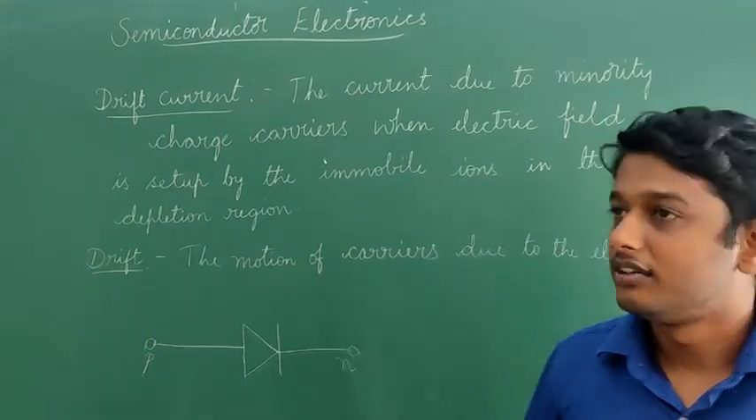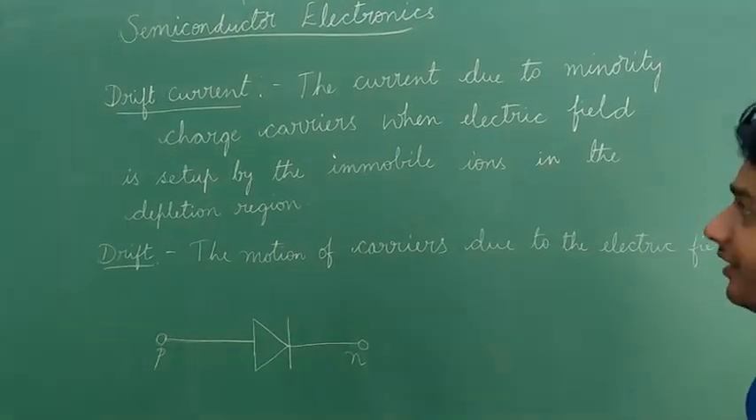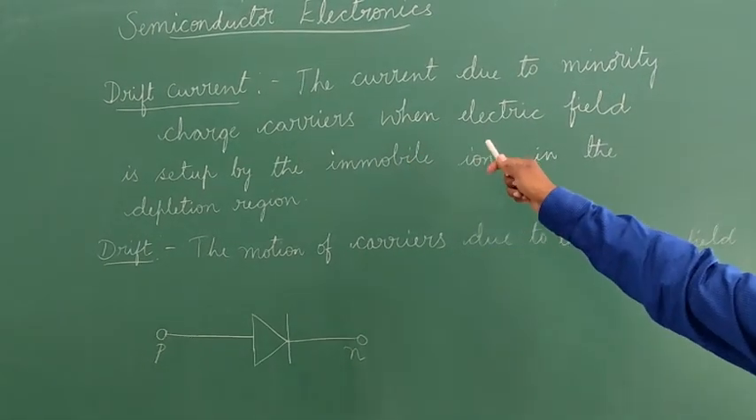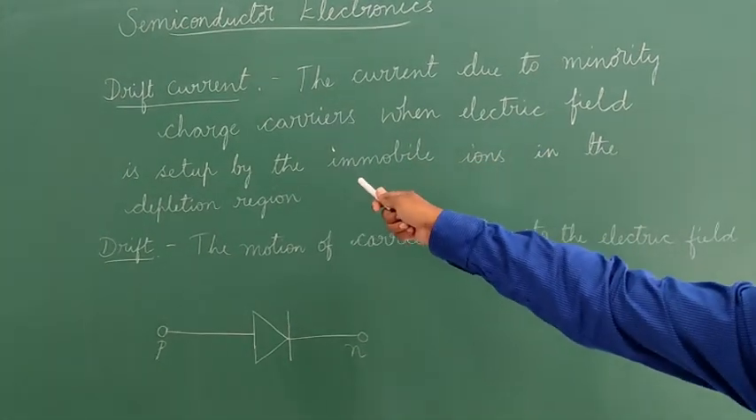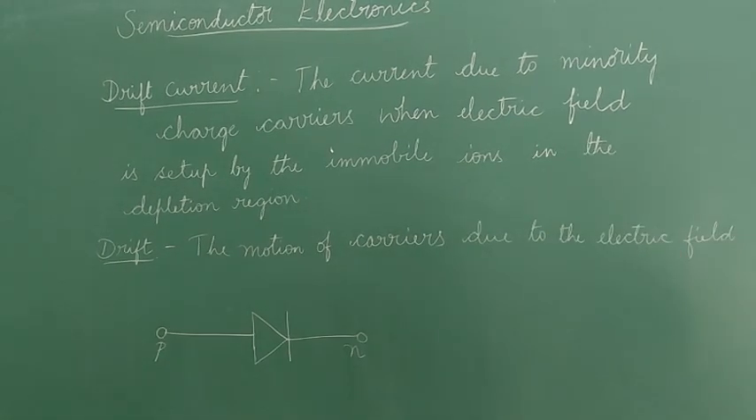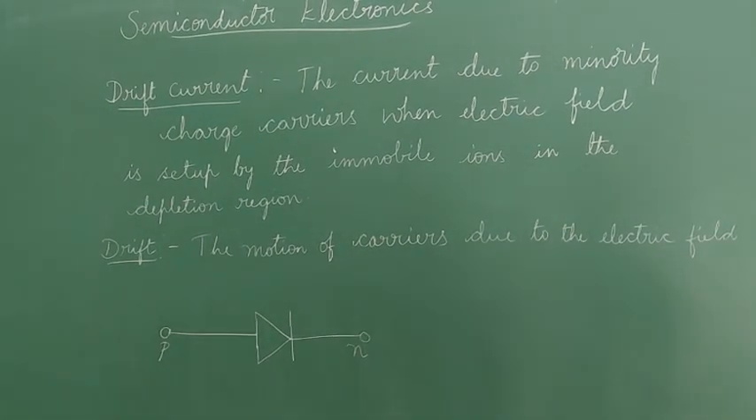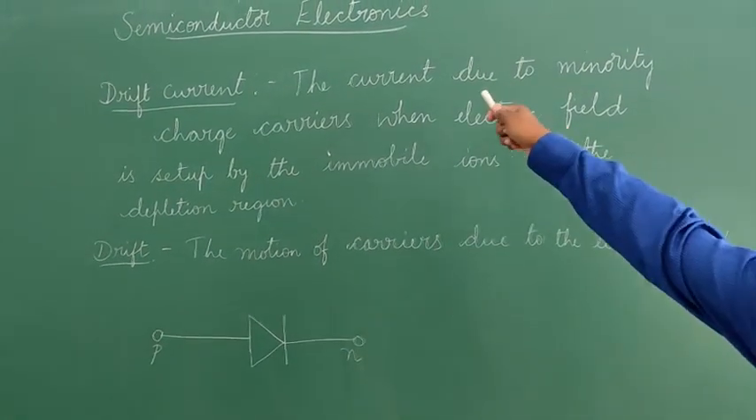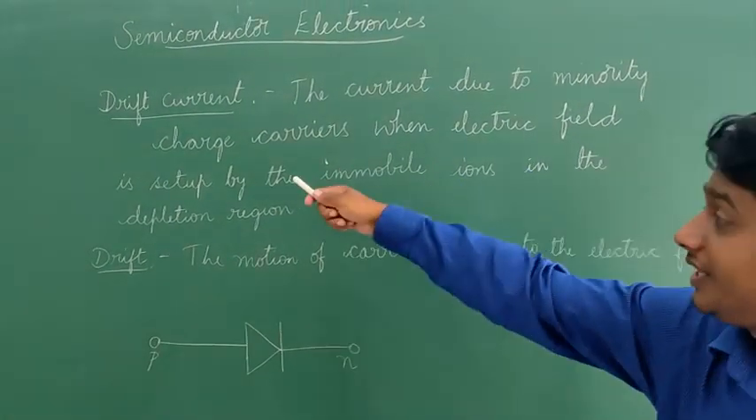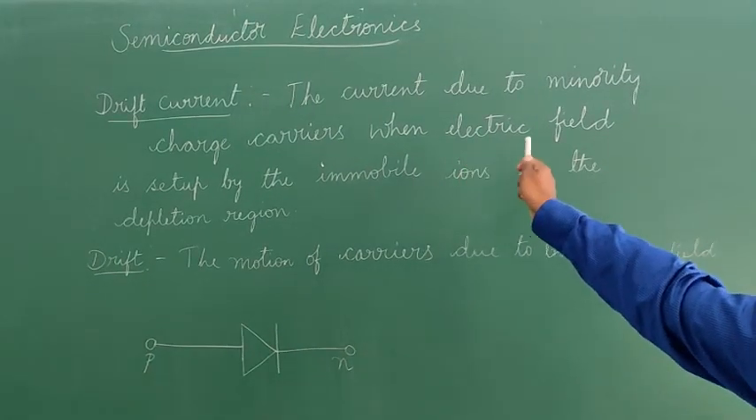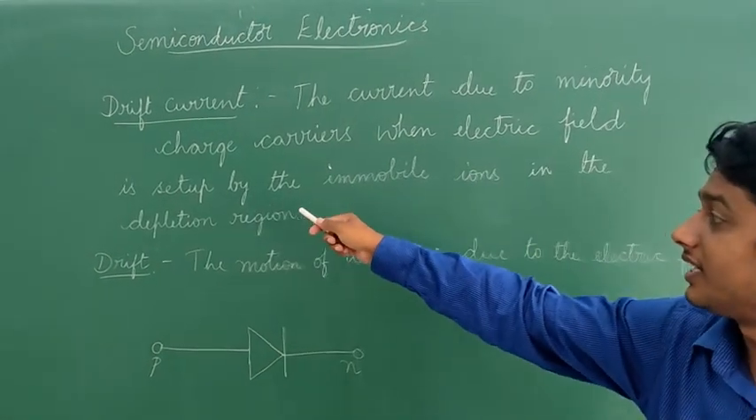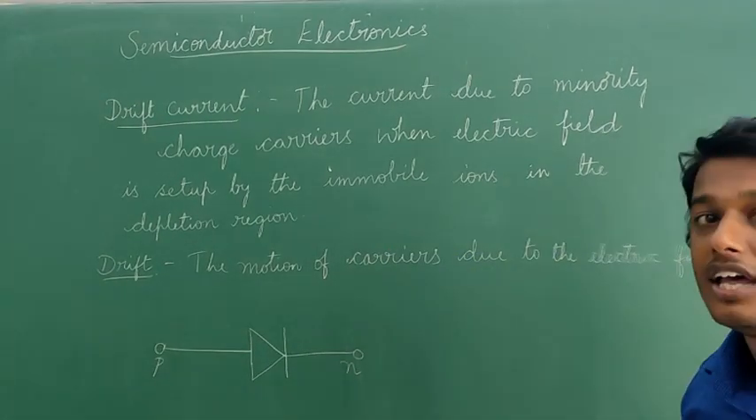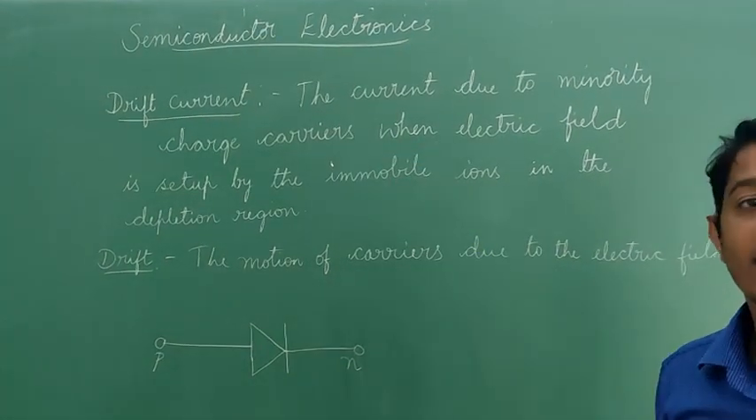The next term is drift current. The current due to minority charge carriers when an electric field is set up by the immobile ions in the depletion region is called drift current.